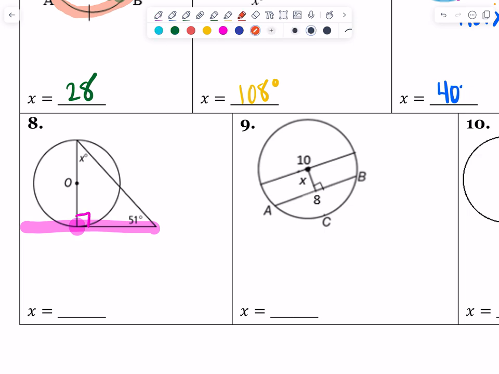Why does that matter, and why does that help me with this problem? Well, now I have created a right triangle on top of this circle. And so what do we know that the sum of a triangle is? 180. So I can do 180 minus the 90 at that point of tangency, and then minus 51, and that is going to give me 39 degrees left for this angle right here. This is going to be a 39-degree angle, which makes sense because it is, in fact, acute.